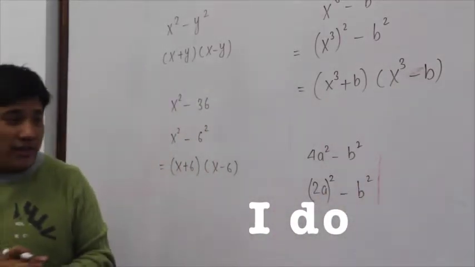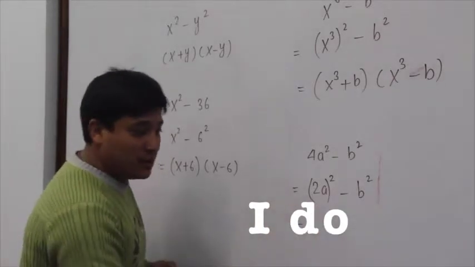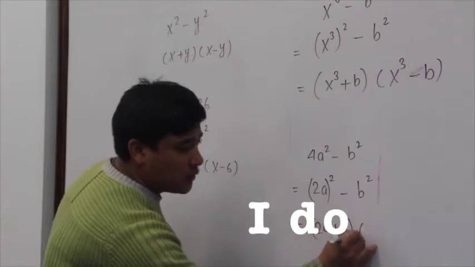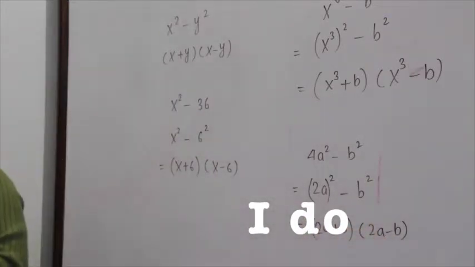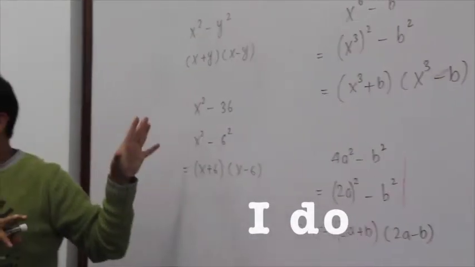This way. And then you can again use the same identity. What is that equal to? 2a plus b. 2a minus b. Clear? Alright. So for the perfect square identity, these are the things you need to know.